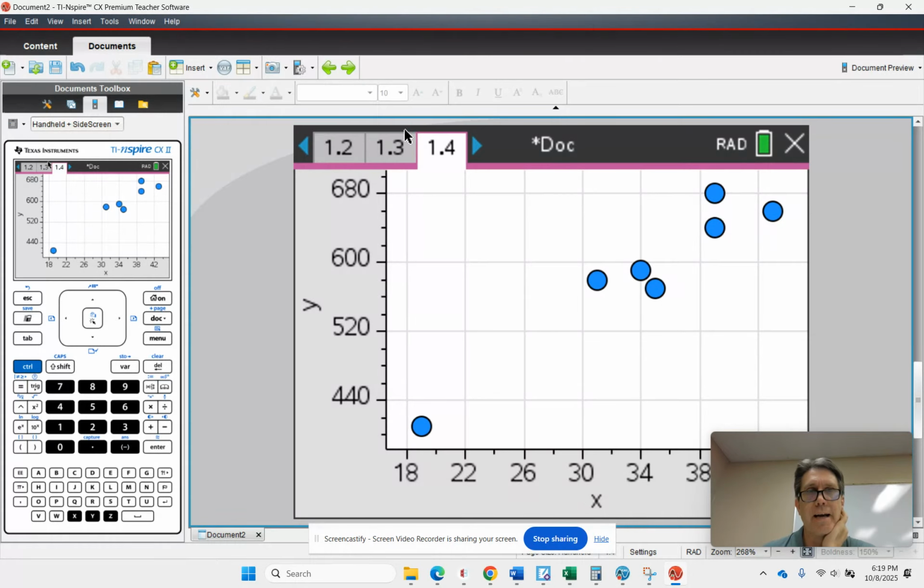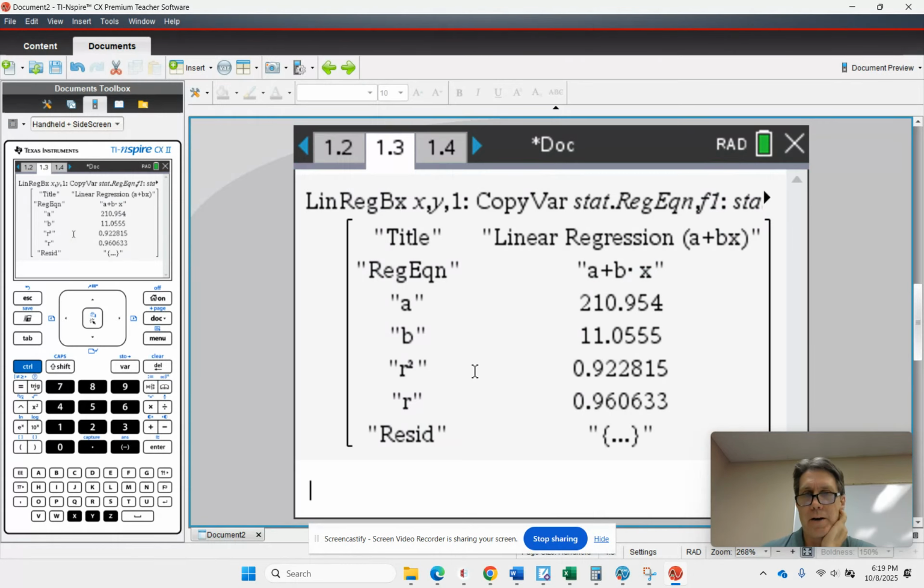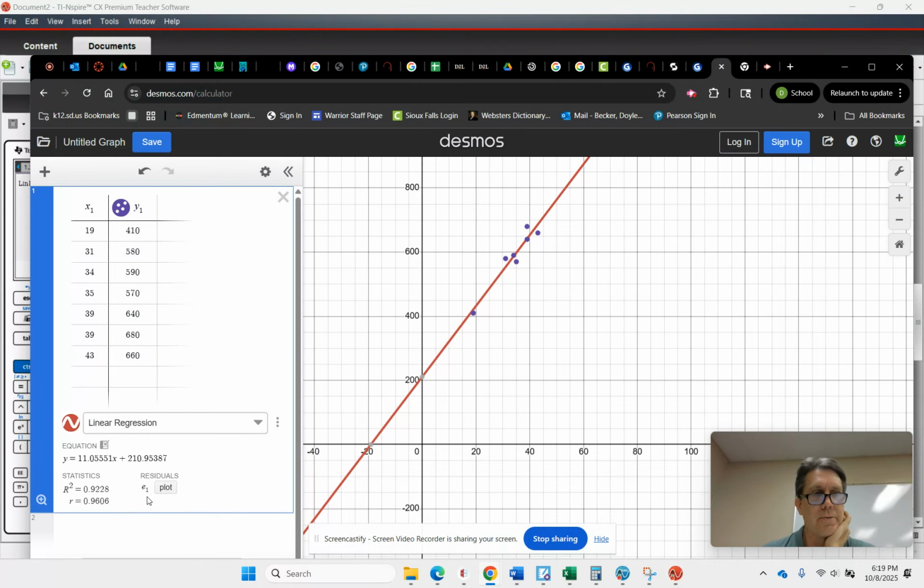And where do we get that? On the Inspire, you're going to find that on this page, 92%. On the Desmos, you're going to find it. It's on the same thing. What I do like about Desmos is all the equation, the graph, it's all right there on the same screen. So that's an advantage. Okay.